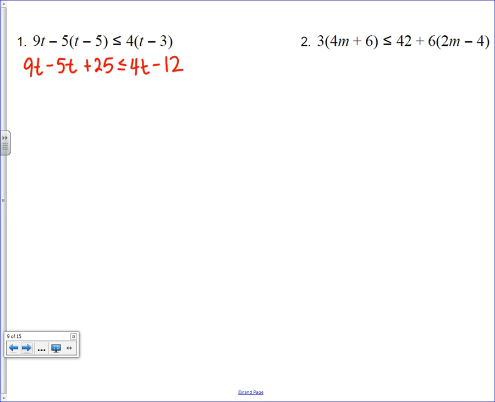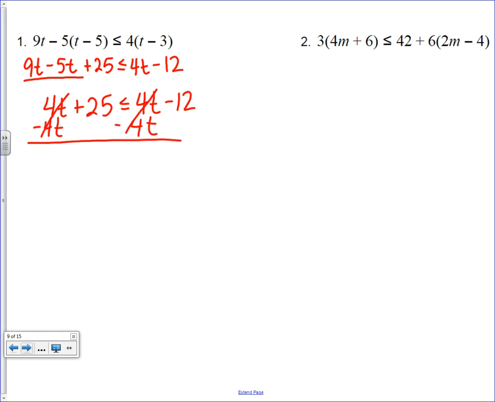Tyler, I need to combine like terms if possible. Are there any like terms to combine? Which ones? Okay, what do you get on this side if you combine those? Okay. Now, in order to combine it with the other 4t, we need to move it over, right? How would you move it over? So now what's left then, Tyler?